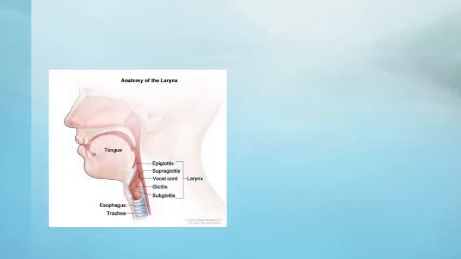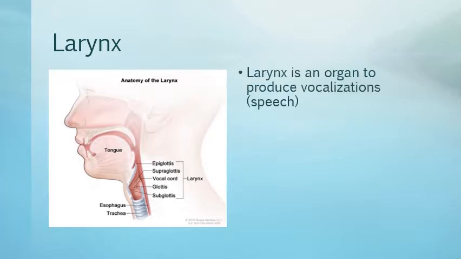Then let's go to the next organ. It's larynx. Larynx is located under the pharynx. Yeah, it's located behind the epiglottis and above the trachea. And larynx consists of supraglottis, vocal cord, glottis, and subglottis. Do you notice one of the parts? It's vocal cord. Yeah, vocal cord means an organ that produces vocalization. That's why the function of larynx is to produce vocalization or speech. And larynx is also called vocal cord or voice box.